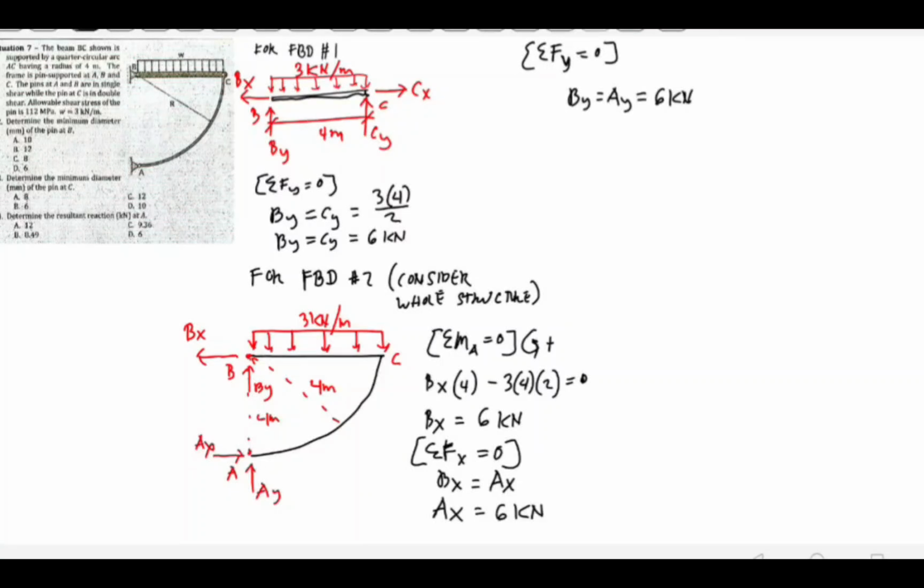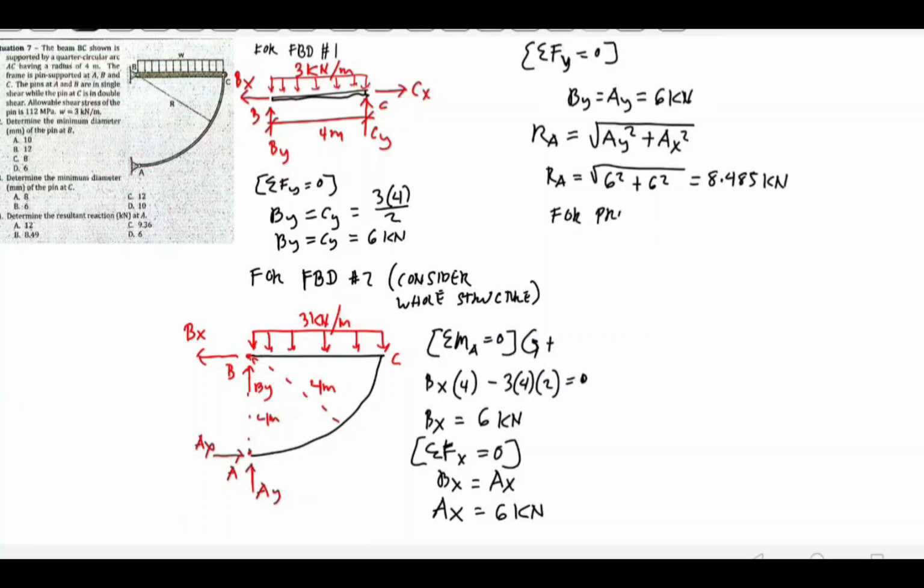We see the vertical and horizontal reactions at A, B, and C are equal, so the resultant reactions at A, B, and C are equal too. Solving for the resultant reaction at A, RA equals the square root of Ay squared plus Ax squared. By substitution, RA equals the square root of 6 squared plus 6 squared. By calculator, we get 8.485 kilonewtons.